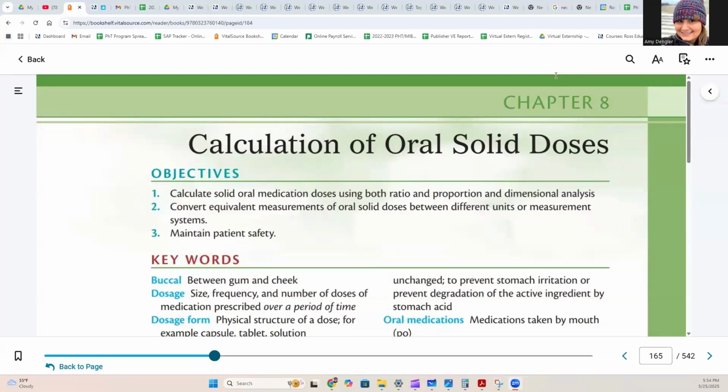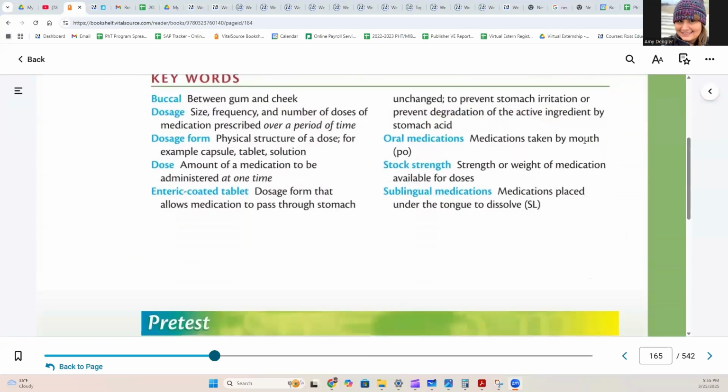Chapter 8, Calculation of Oral Solid Doses. At the end of this chapter, you should be able to calculate solid oral medication doses using either ratio and proportion or dimensional analysis, to convert equivalent measurements of oral solid doses between different units using different measurement systems, and maintain patient safety. Keywords, make sure you look them over, but we should cover them throughout the chapter.